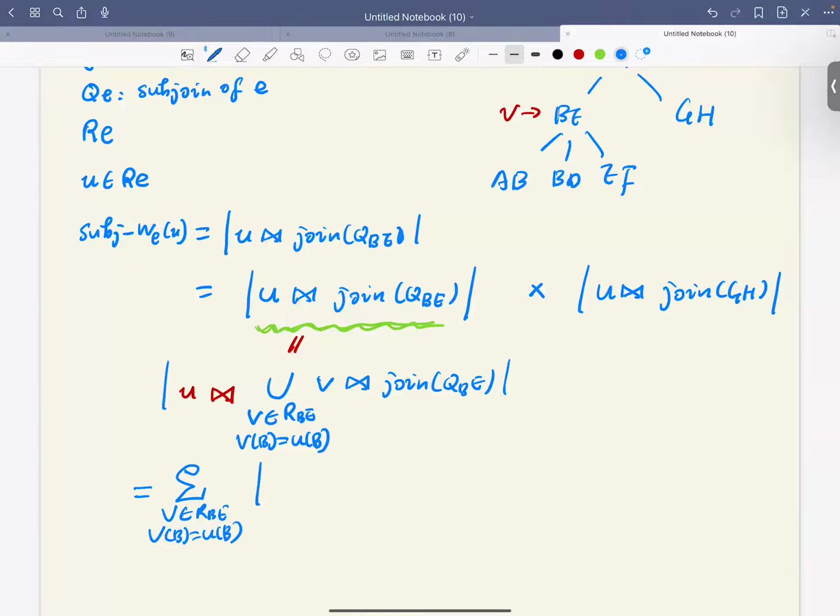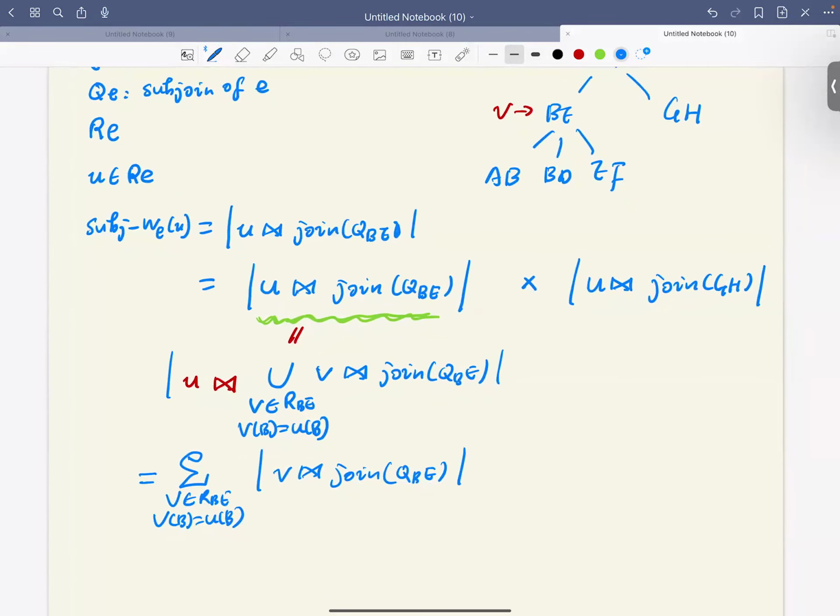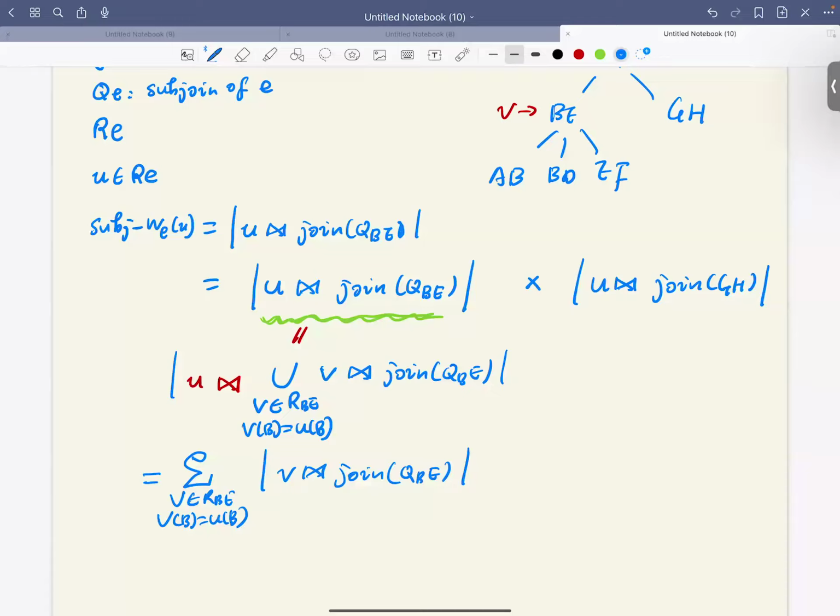Okay, and simply you look at every v, and you ask yourself, in its own subjoin, how many tuples are relevant to you? So you can see this is a strict equivalence. Okay, good. Now you can see the recursion, because what is this part? Well, this is nothing but the subjoin weights of v.